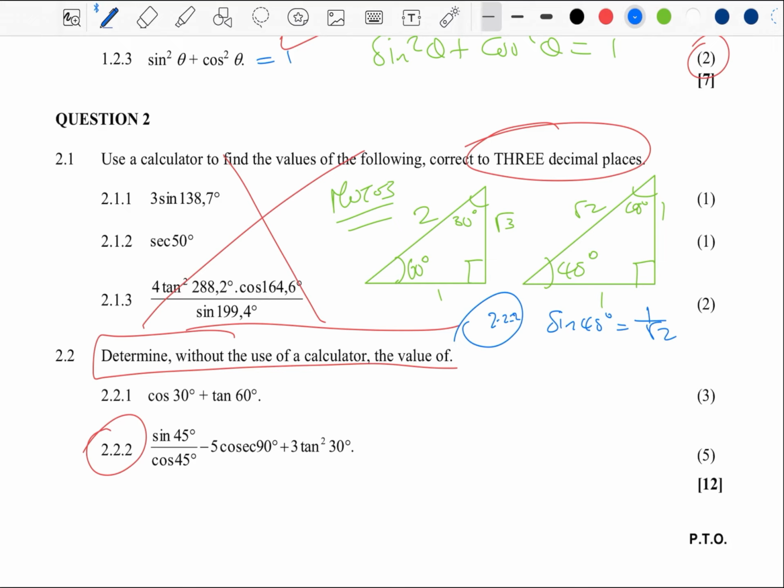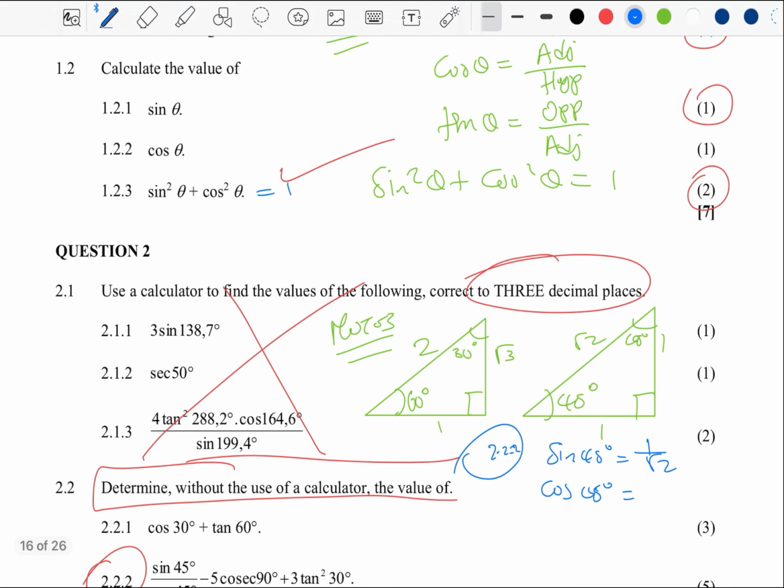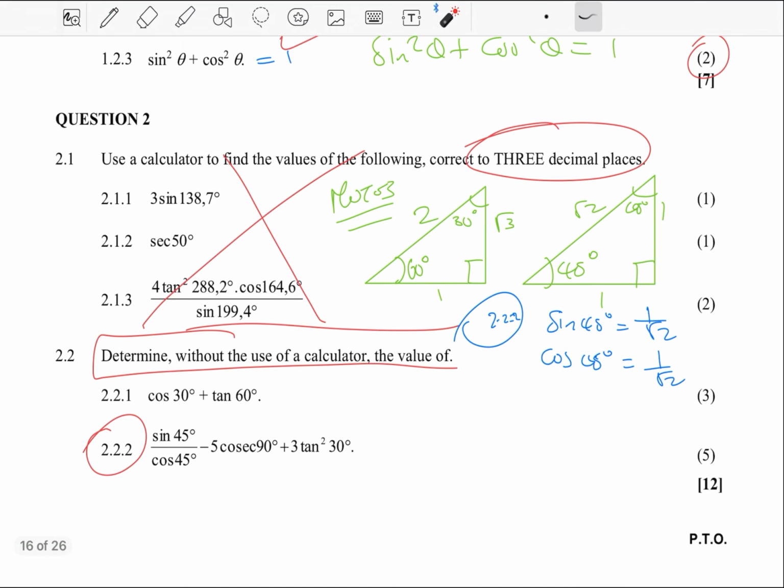And then you've got cos 45 degrees. Cos theta is adjacent over hypotenuse, and for cos 45, the adjacent over hypotenuse is 1 over root 2. And you see that sine 45 and cos 45 give the same answer, so they're equal. You can always remember that.